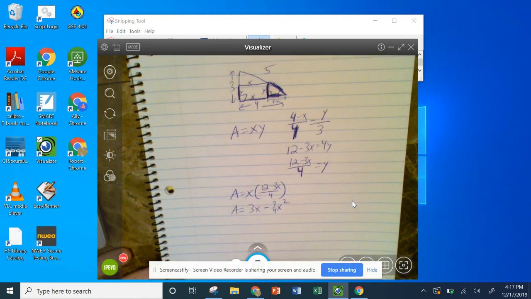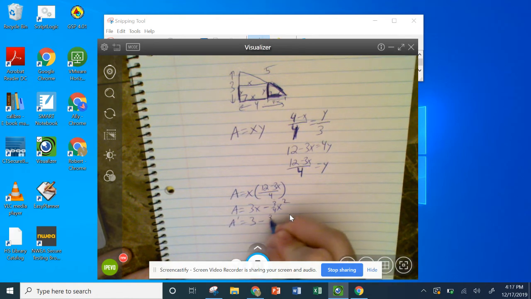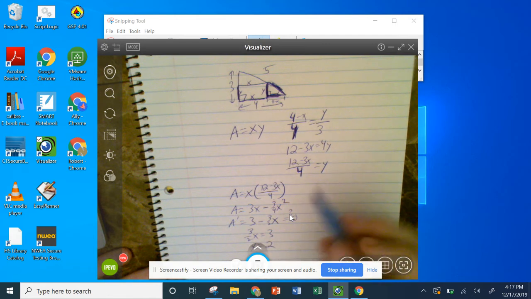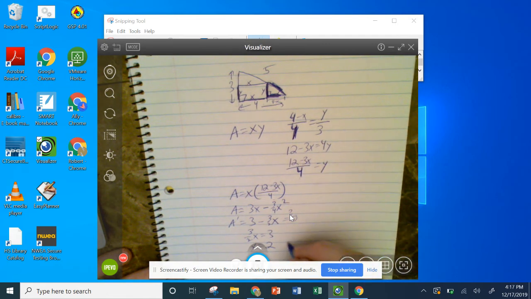And I think we're ready to differentiate and figure out what the maximum value of this would be. So my derivative is going to be 3 minus 3/2 x. So when is that equal to 0? That's going to be 3/2 x equals 3, so x equals 2. So if x is 2, I can plug that in to get y. That's going to be 3/2.